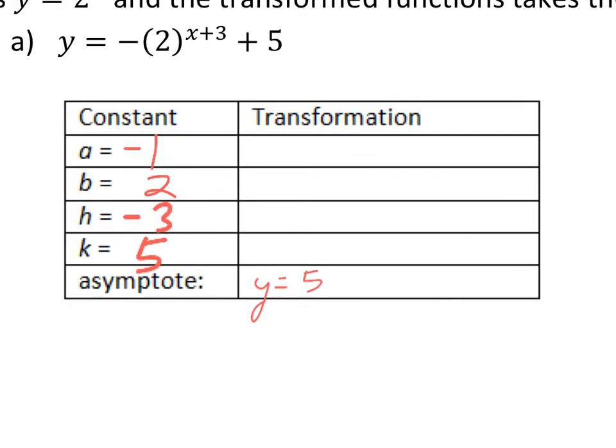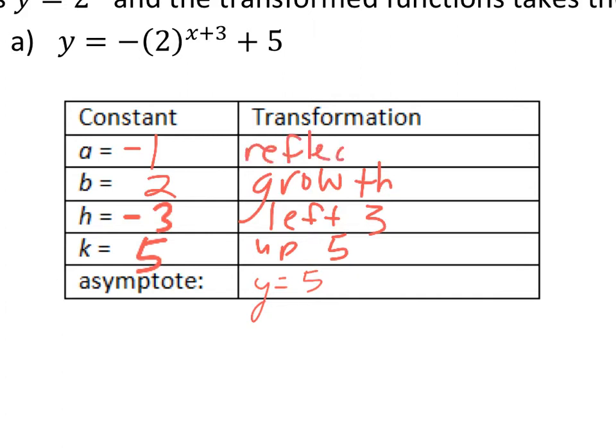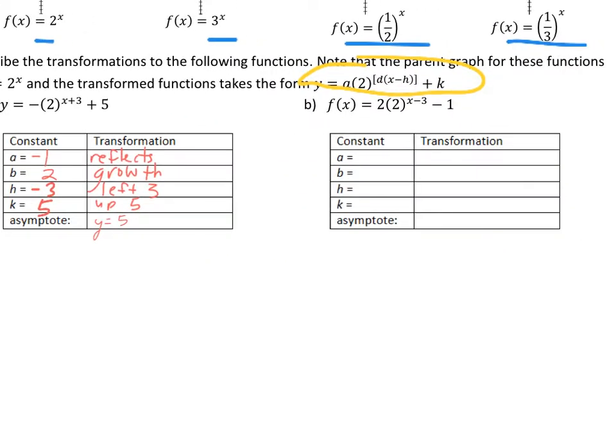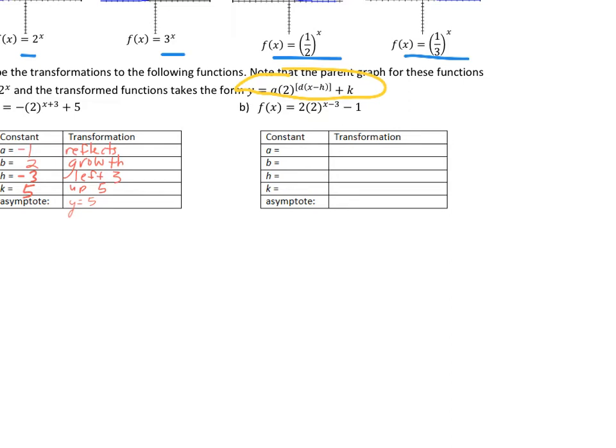The k tells me that I'm shifting up 5. The h tells me I'm moving left 3. The b tells me that this is growth. And the -1 tells me that this reflects. And the 1 would tell me if it was stretching or compressing, and 1 doesn't affect it, so that's all we need. Again, I'd like you to finish letter B on your own. Good luck.